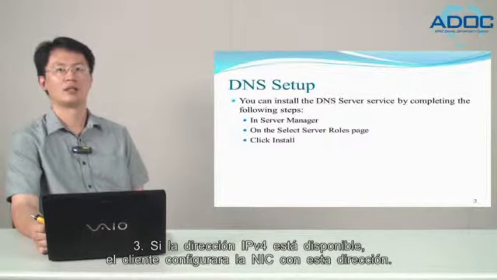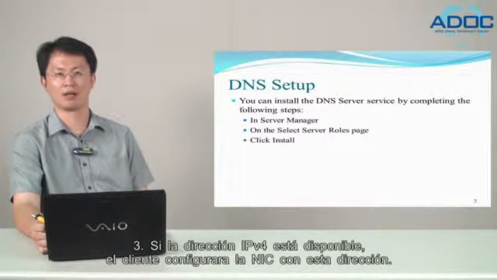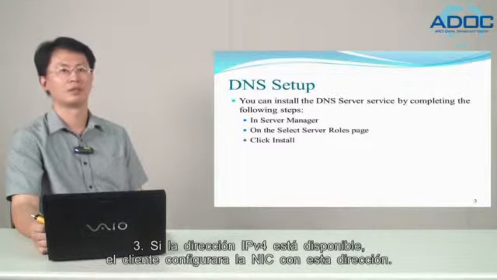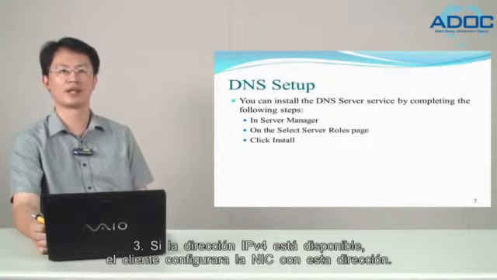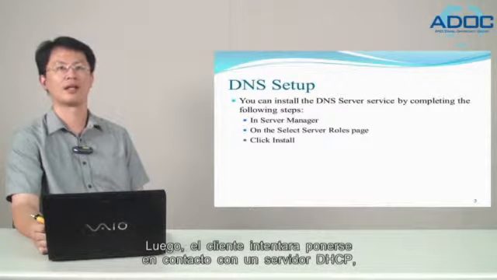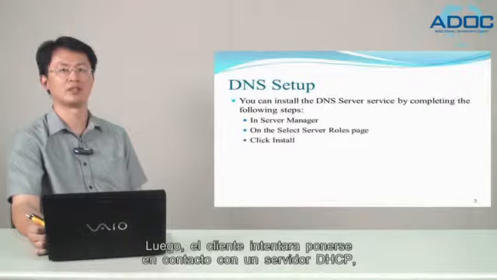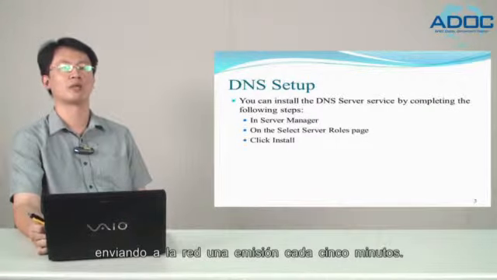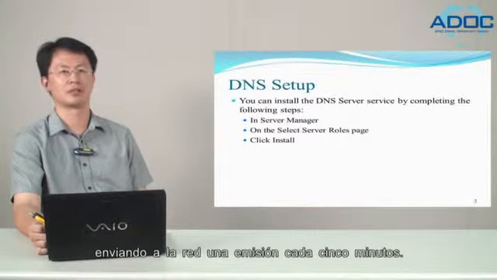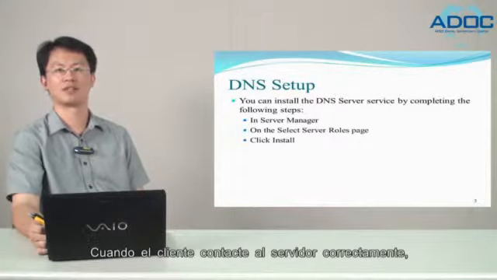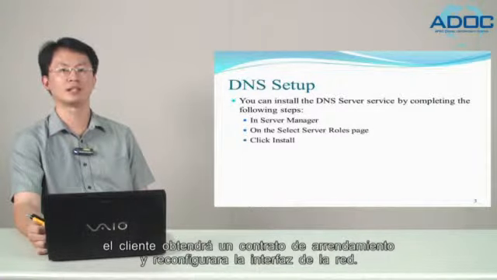Third, if the IPv4 address is available, the client configures the NIC with this address. The client then attempts to contact a DHCP server, sending out a broadcast every 5 minutes to the network. When the client successfully contacts a server, the client obtains a lease and reconfigures the network interface.